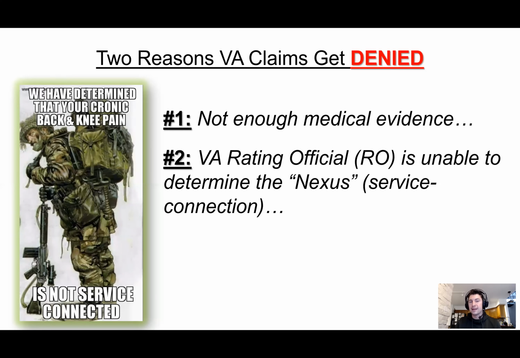The number 2 reason VA disability claims get denied is the VA rating official, the person at the Department of Veterans Affairs who looks at all the evidence and tries to make a decision if something is service connected, yes or no, and what it should be rated at under the law. That person is unable to determine the nexus, okay, to determine service connection. In that sad picture there, we have determined that your chronic back and knee pain is not service connected. It's not funny, but it's sadly true.